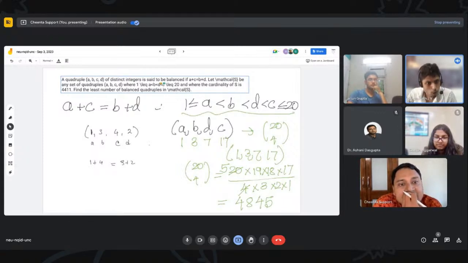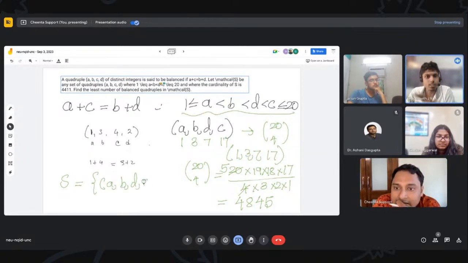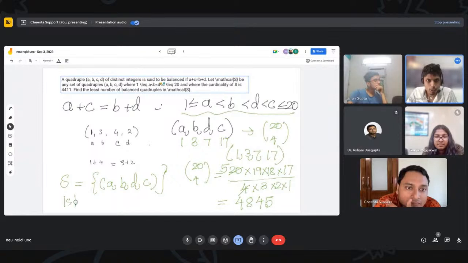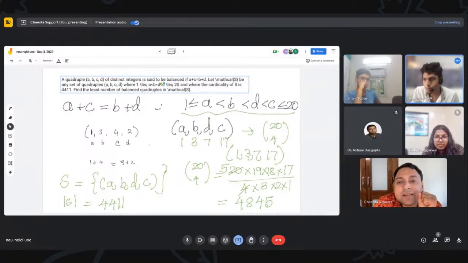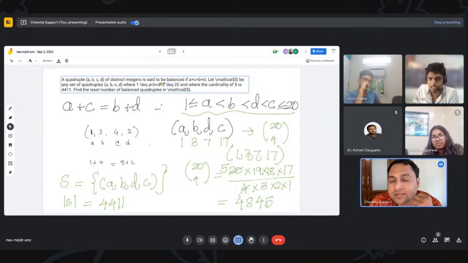The set S is also a set of quadruples ABDC. Actually it is ABCD, but I will swap D and C because it's very easy to see this way. So ABDC are between 1 to 20, in this order. Such a set S has cardinality 4411. So 4845 is the maximum possible cardinality, and 4411 is the actual cardinality. So maybe they did not take all the quadruples, they missed some quadruples. That's possible.